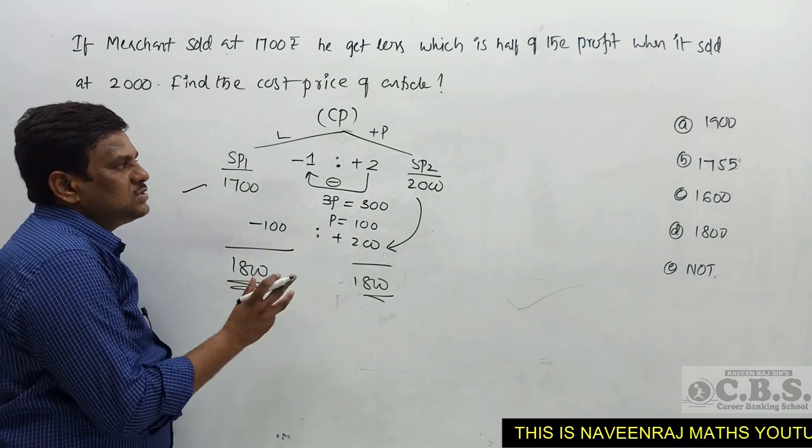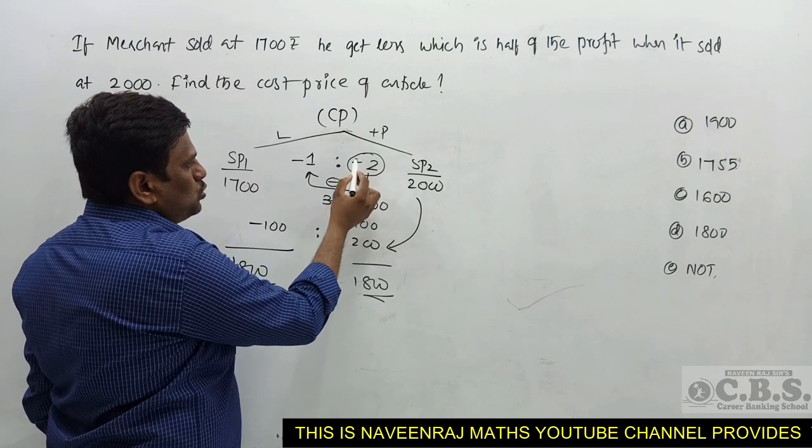This is a simple method to answer this question. Here at this profit I take 2 parts. What is the loss?